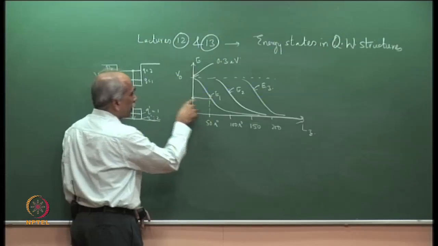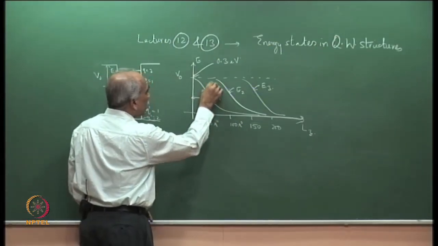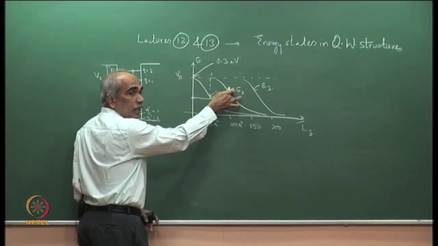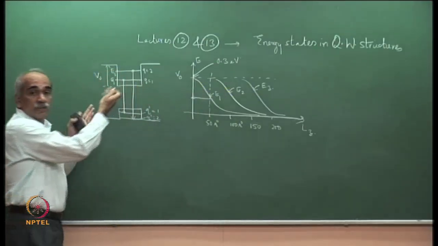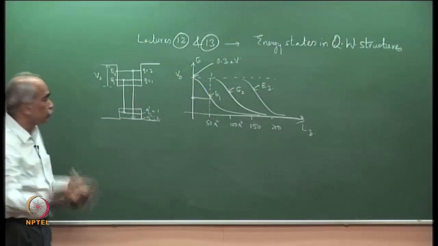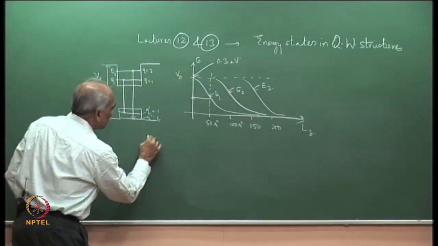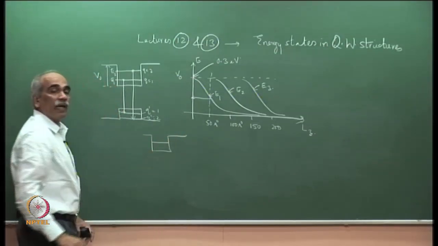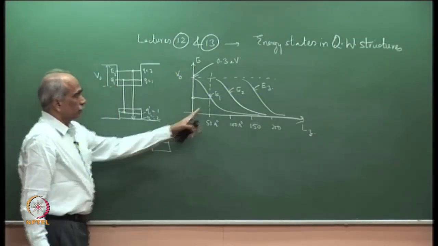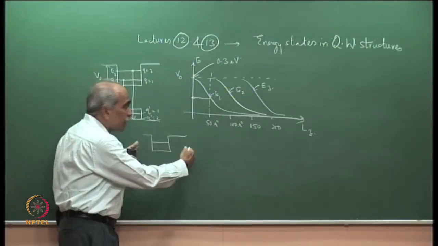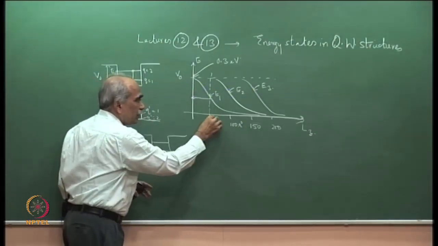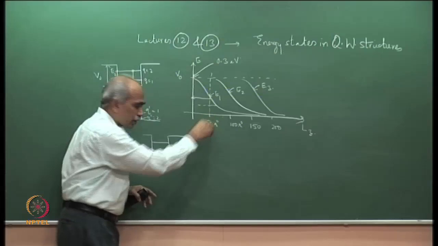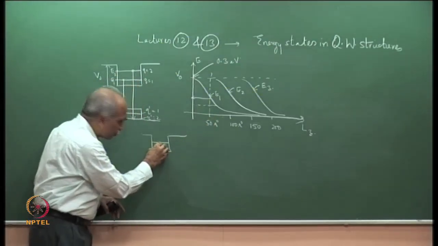Here is the value of E1, and you see that at 50 angstrom the second state is not there, or the potential well supports only one state. So, it is a single mode state. This potential well has only one allowed energy value, and if you change this width, the energy comes down. If you increase the width, the energy comes down, which means this level moves down.